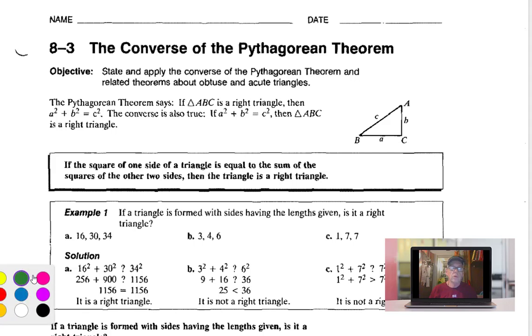Okay, in this video, we're going to talk about the converse of the Pythagorean theorem. We're going to talk about some Pythagorean triple combinations that could be shortcuts to avoid some computations. And then we'll also talk about a way that we can use the Pythagorean theorem to check to see what type of triangle we have. If it's not right, we'll be able to tell if it's an obtuse triangle or if it's an acute triangle. So let's see what we got.